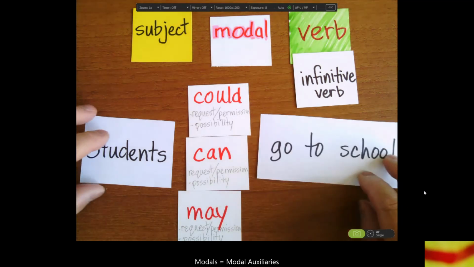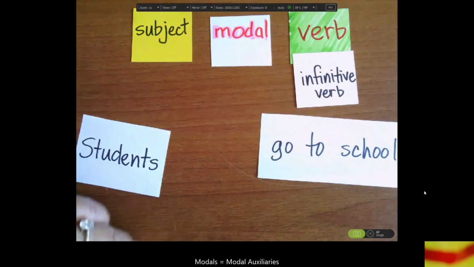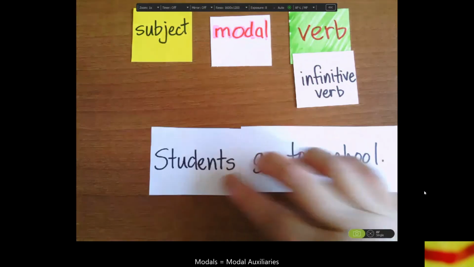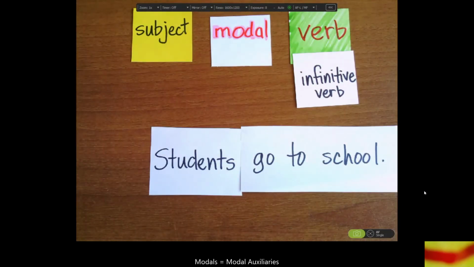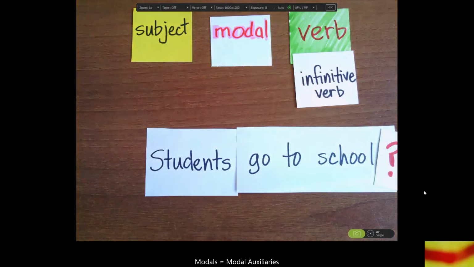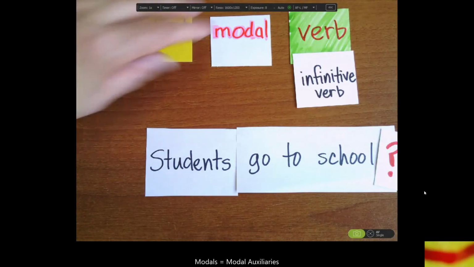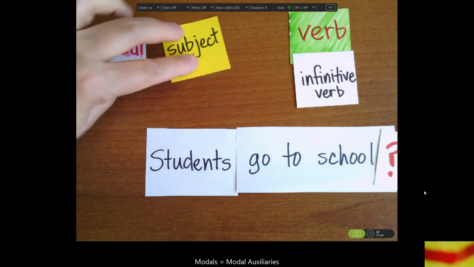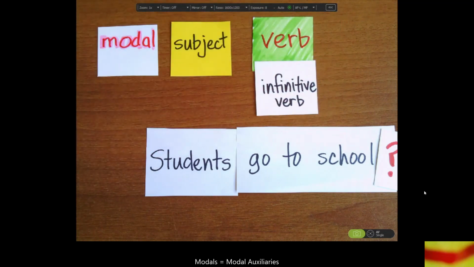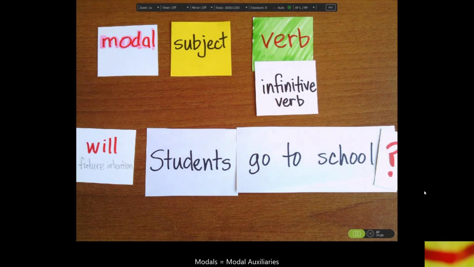Now, what happens if we want to make a question? So let's go here. Students go to school is your basic sentence, and I want to make a question. All I have to do is do as I did for a yes/no question, which is I'm going to just flip the position, and I'm going to start with the modal. Therefore, I can use any of these modals. Will students go to school? And it becomes a question.